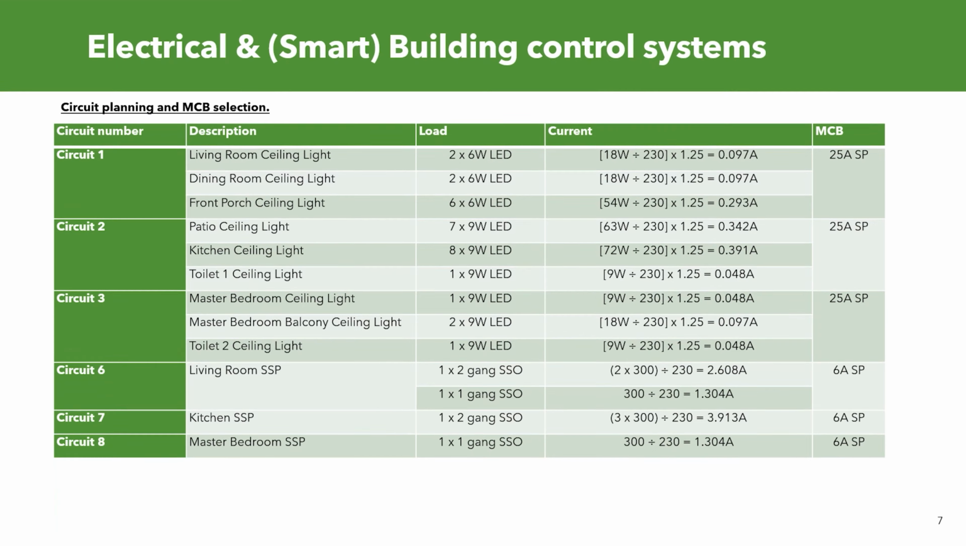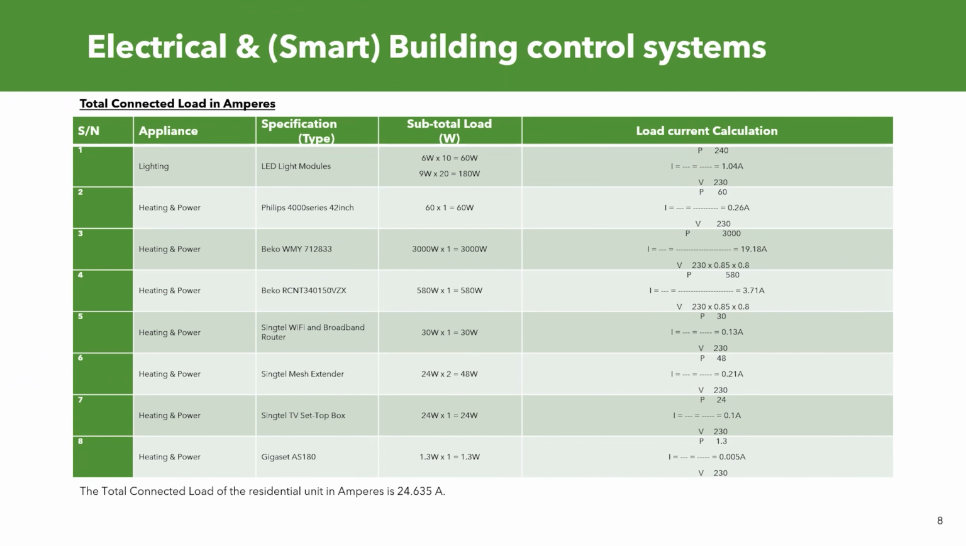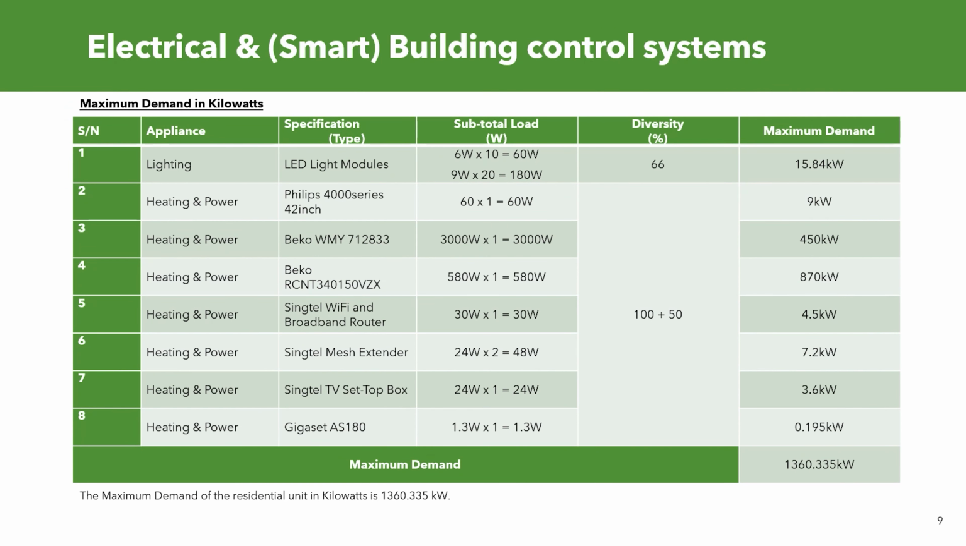This is the calculation for the circuit planning and the MCB selection. The total connected load of the residential unit in amperes is 24.635 amperes. The calculated maximum demand of the net zero house in kilowatts is 1360.335 kilowatts.